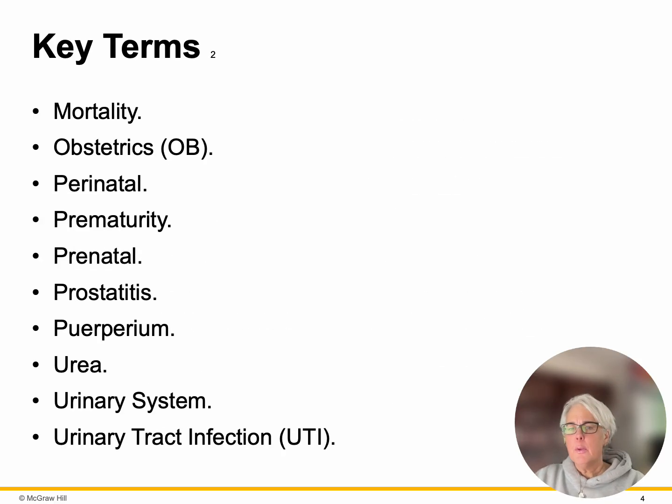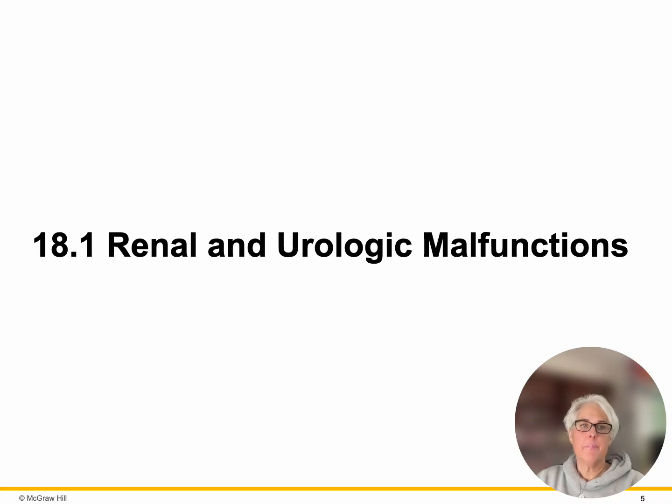And there are a few additional terms, like morbidity, which means illness or disease. Mortality means death. Obstetrics covers care through pregnancy, delivery, and the postpartum period, while perinatal focuses on the period around birth. Prenatal refers to the care before birth. You'll also see terms like prostatitis, puerperium, urinary tract infection, and urinary symptoms. I want you to connect each of these words to both the anatomy and the chapter numbers in ICD-10-CM.